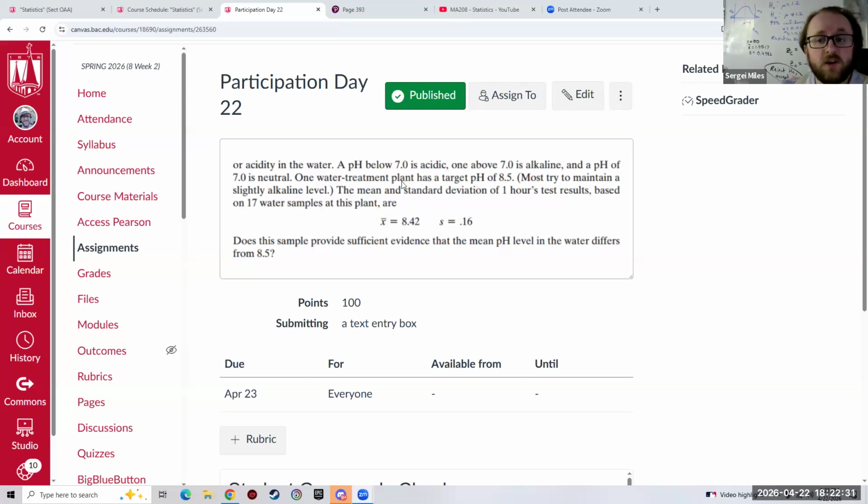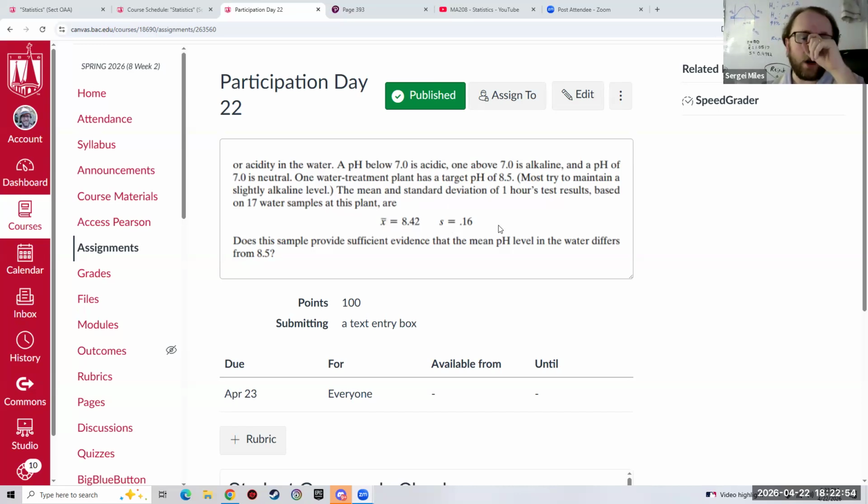Now, in order to make sure that the water treatment plant is working as it's supposed to, they do hourly testing to see, well, what is the pH of the water that we're treating here, right? And so the mean and standard deviation of 1 hour's test results based on 17 water samples at this plant, and we have some sample data here, all right?